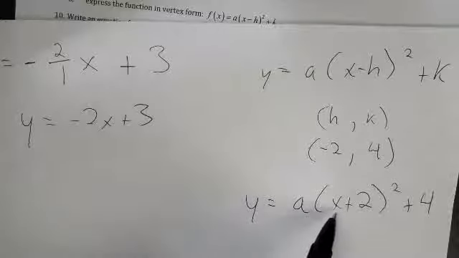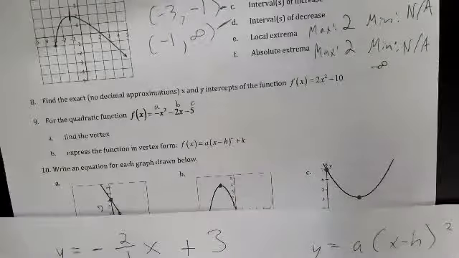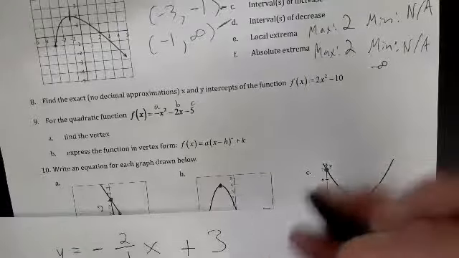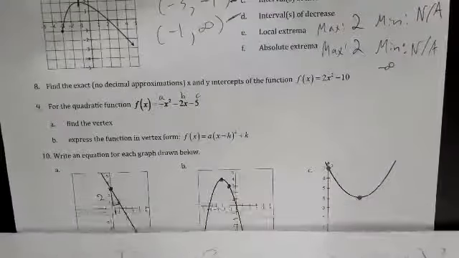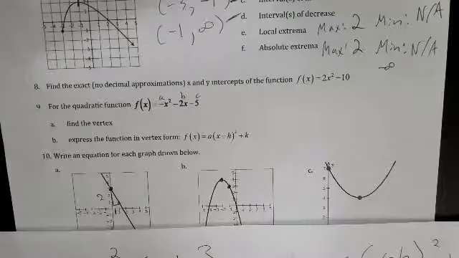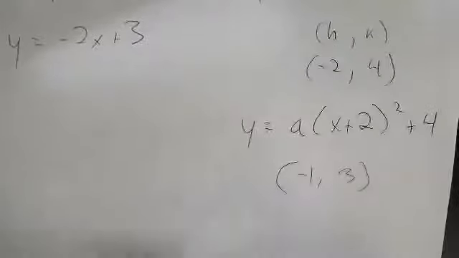Well, we have to get rid of everything else that is a variable. So I need to plug in something for x and y. How do I plug in something for x and y? What do I have to do? Pull points off the graph. Pull points off the graph. So minus 1, 3, I think, is the one that I'm going to go with. So minus 1, 3 is what I want to plug in. I'm plugging in a point to solve for a, and then I'm going to plug a back in to get my equation.